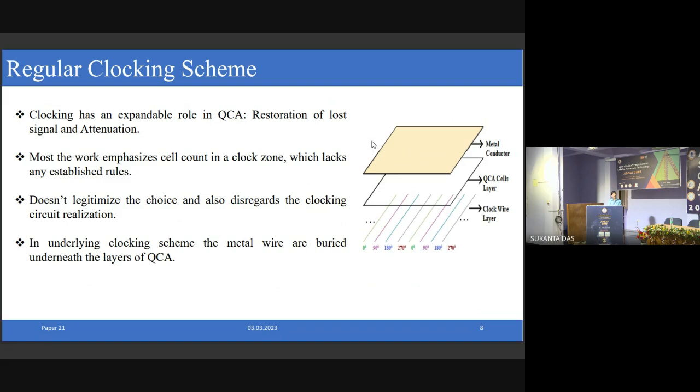In case of the regular clocking scheme, many schemes are available. I will discuss four important clocking schemes. In the diagram on the right-hand side, at the bottom the clocking wires are there, above that the QCA cells are there, and above that the metallic layer is there. Depending on the requirement, the QCA cell is connected to each of the clocking wires. Here 0 degree represents clock zone 0, 90 degree represents clock zone 1, and so on.